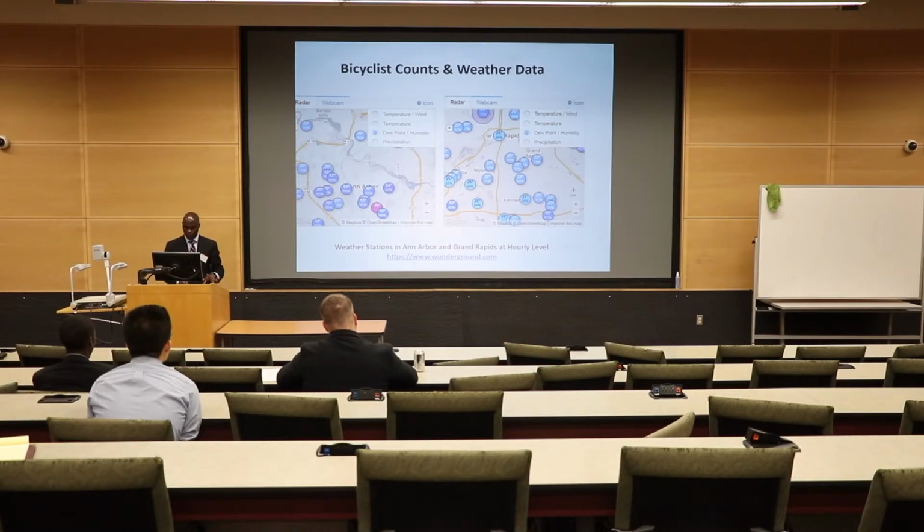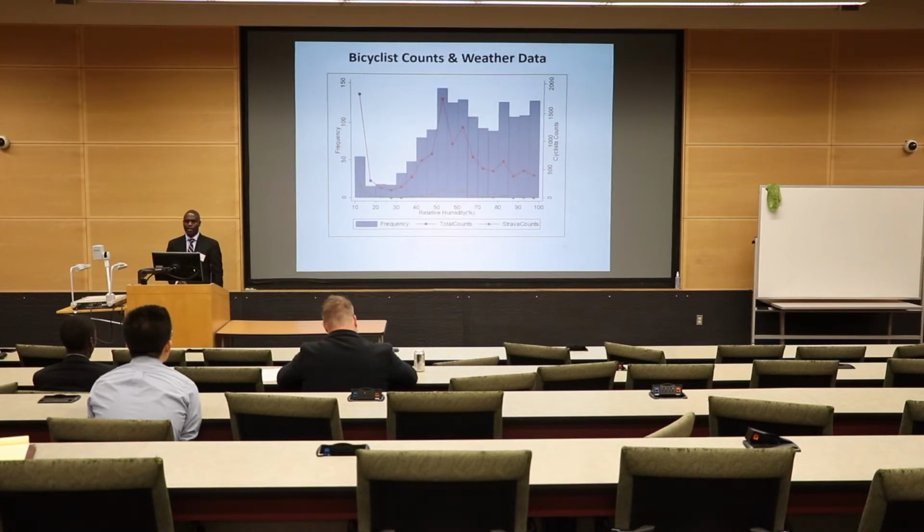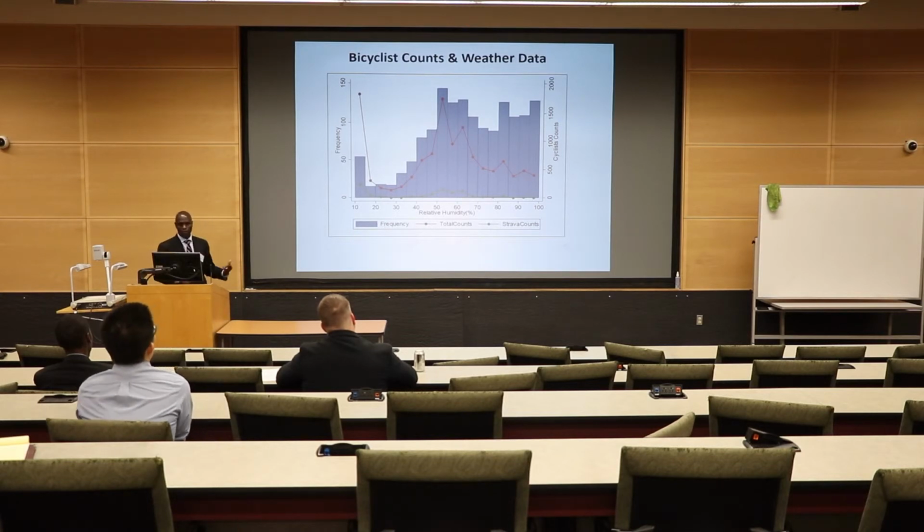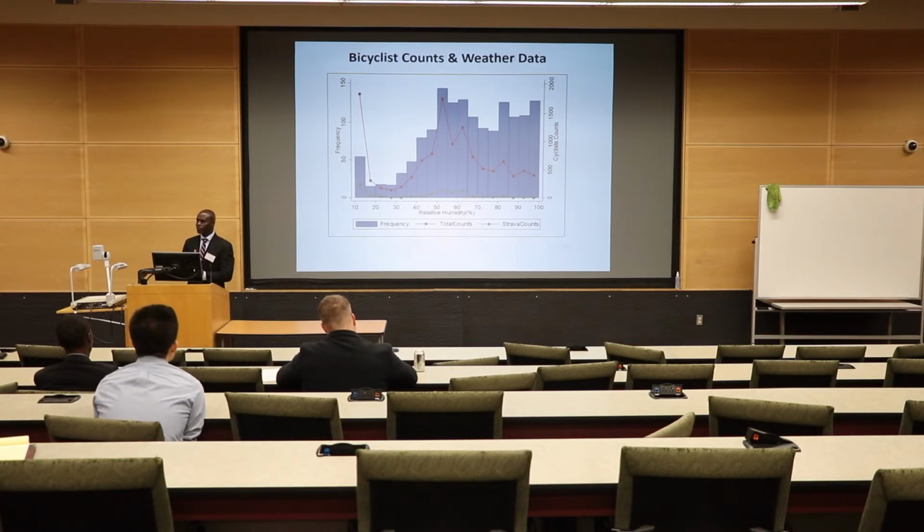Then we looked at weather data. We collected weather data from these stations, and we tried to check whether weather impacts the number of cyclists that you see out there. I think it does. We all know that. Of course, if it is raining, fewer people will be riding bikes. If it is snowing, you won't see that many people riding. In this case, we looked at relative humidity and tried to compare it with the number of cyclists.